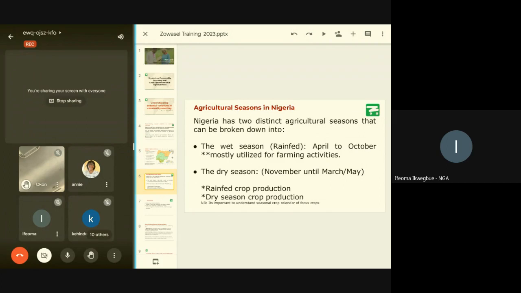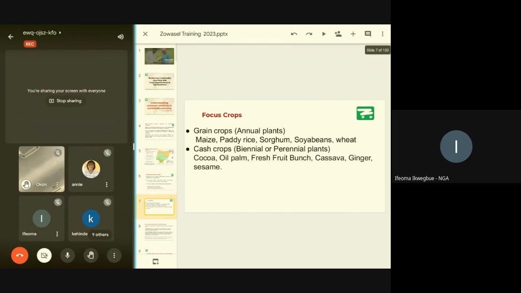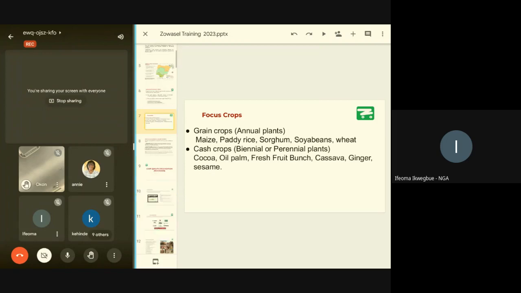So it's quite important, even as we tend to master commodity sourcing, to note the rainfall production period and the dry season production period. It is also important to note that our focus crops at Zowasel are within two main groups: the grain crops and the cash crops. The grain crops are maize, paddy rice, sorghum, soya beans and wheat, and the cash crops are cocoa, oil palm fresh fruit bunch, cassava, ginger, and sesame.